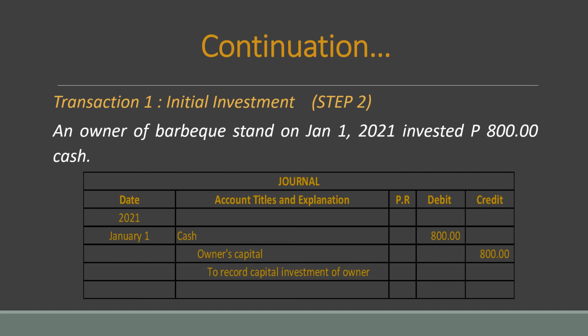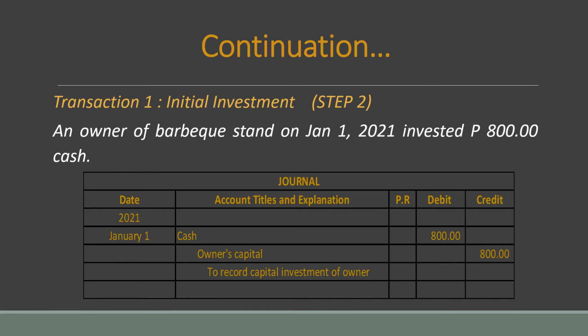Siyempre, nilalagay natin yung debit amount and then credit amount ng transaction. And we should make sure that the total debit and the total credit of that journal entry are always equal. So, kung mapapansin nyo, meron ding short description. Kasi, yan yung standard way in journalizing. Dapat meron tayong brief description ng transaction. And kapag sinulat natin yung brief description, dapat it is also slightly indented from the credit entry.